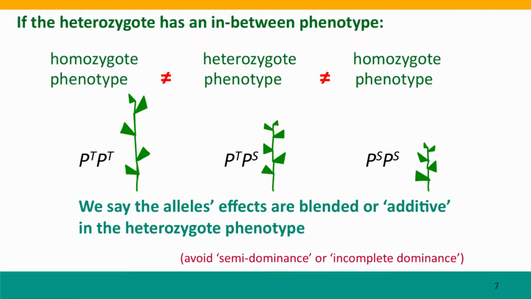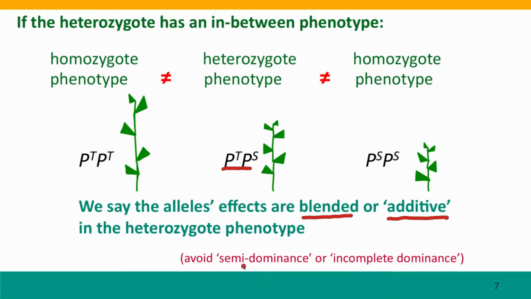What about if that doesn't happen? What about if the heterozygote has an in-between phenotype? Here I've drawn a plant where we have a tall allele with tall plants, a short allele with short plants, but the heterozygote is in between. They're kind of medium-sized. Then we don't use the word dominance. At least in this course, we don't use the word dominance. We would say that the alleles' effects are blended, or geneticists might say they were additive, or they were averaged in the heterozygote.